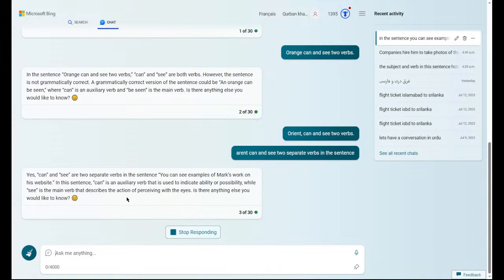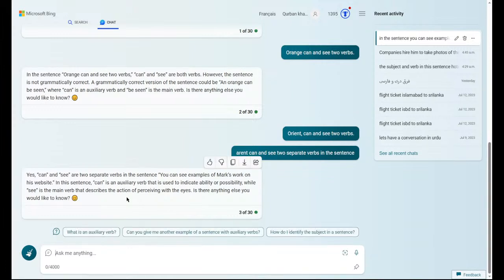Yes, can and see are two separate verbs in the sentence. You can see examples of Mark's work on his website. In this sentence, can is an auxiliary verb that is used to indicate ability or possibility, while see is the main verb that describes the action of perceiving with the eyes. Is there anything else you would like to know?